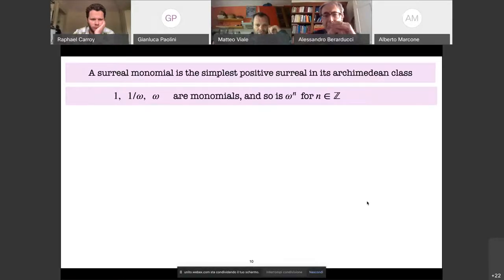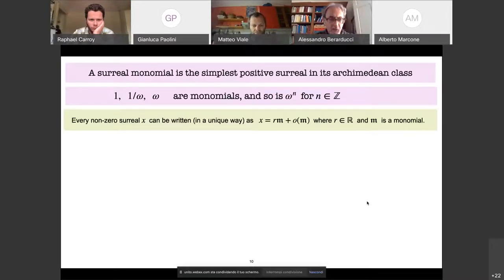The monomials are the simplest positive elements in their Archimedean class. So, for instance, you can show that omega is a monomial, 1 over omega is a monomial, 1 is a monomial, omega to the n is a monomial. But of course, 2 times omega is not a monomial because it's in the same Archimedean class as omega, but it's more complicated, right? So omega is simpler than 2 times omega, or omega is simpler than omega plus 1. So omega is a monomial, omega plus 1 is not. We will see that exp of omega is also a monomial once we have defined exp.